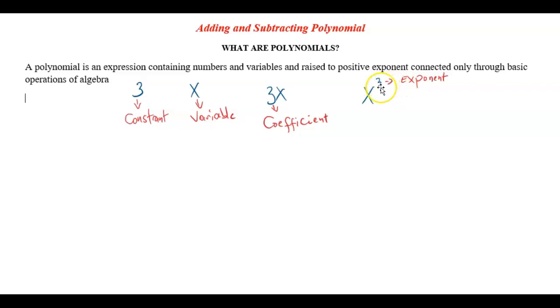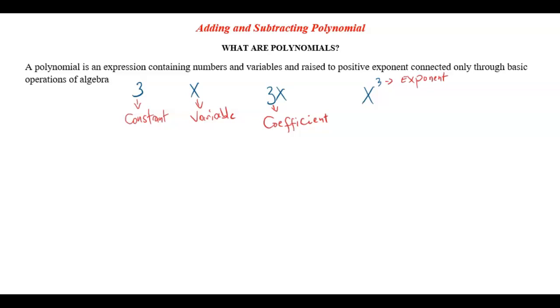Now, the exponent can be anything. It could be 2, it could be 5, it could be 100. But as long as it is positive, okay? So I cannot put a negative 3 or a negative 2 or a negative 5. The minute I use a negative number for the exponent, I no longer have a polynomial. So a polynomial must have a positive exponent.